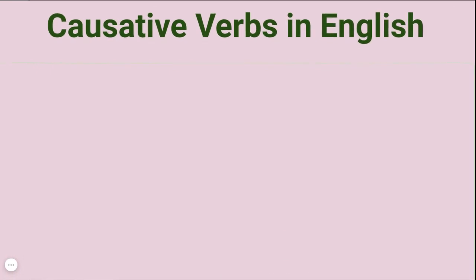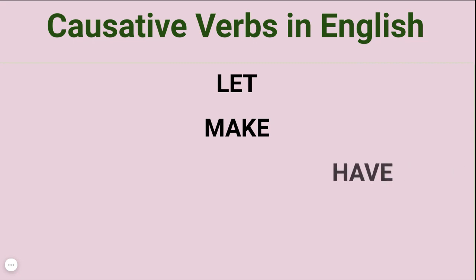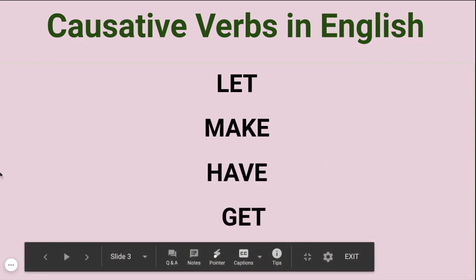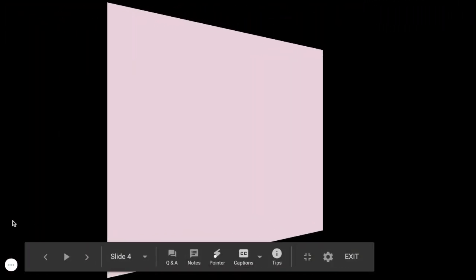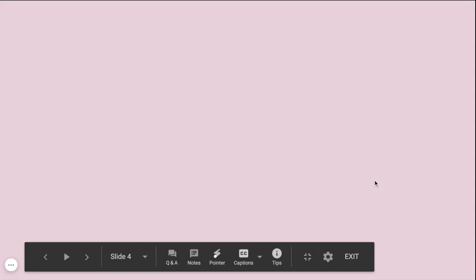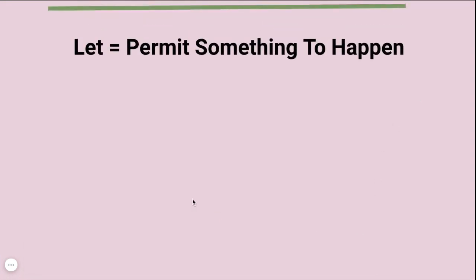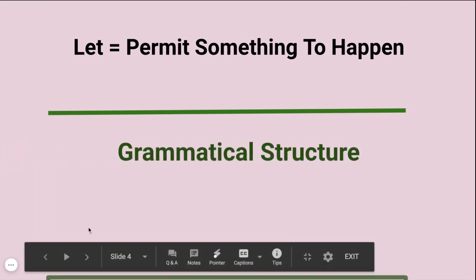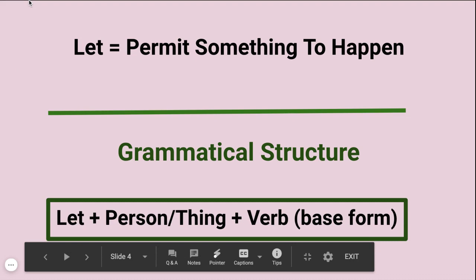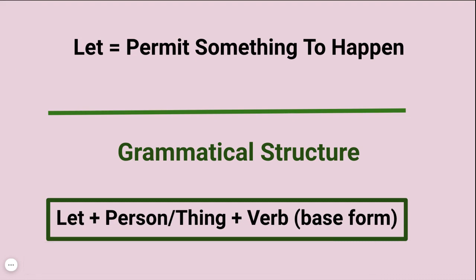And these are the basic ones in English: let, make, have, get, and help. There are others, but so let means permit or allow something to happen, and the structure is going to be let plus a person or a thing plus a verb in the base form or the simple form.